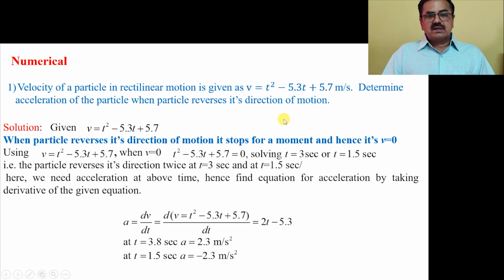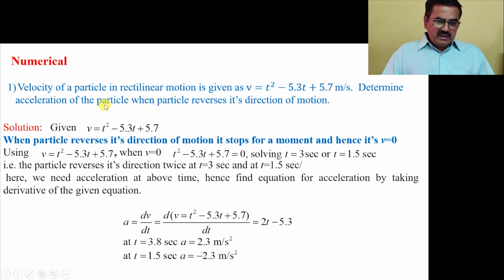And as discussed earlier, when a particle reverses its direction of motion, it stops for a moment and its velocity reduces to 0. And then after that, the particle can reverse its direction of motion. So here the given condition is to find acceleration when the particle reverses its direction of motion, meaning when v is equal to 0. This condition is very important. Without knowing this condition, we cannot solve the problem.